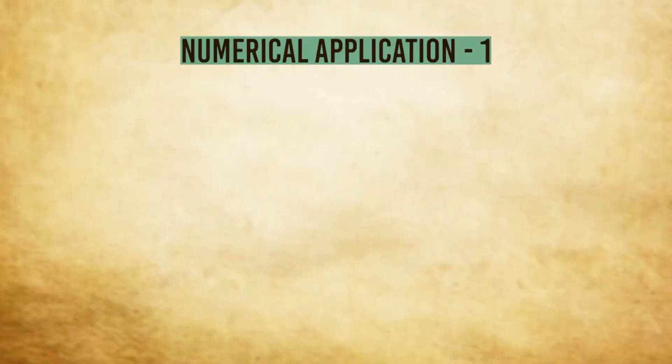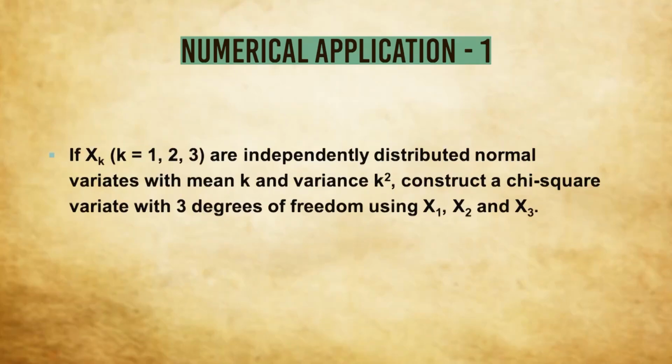In the last lecture, I did not take up the numerical example of chi-square distribution because if we consider the three distributions together, then it will be easier for us to understand and appreciate the application of the three distributions. The first one: if Xk, k running from 1 to 3, that is, X1, X2 and X3, are independently distributed normal variables with mean k and variance k square. The problem is to construct a chi-square distribution with 3 degrees of freedom using X1, X2 and X3.